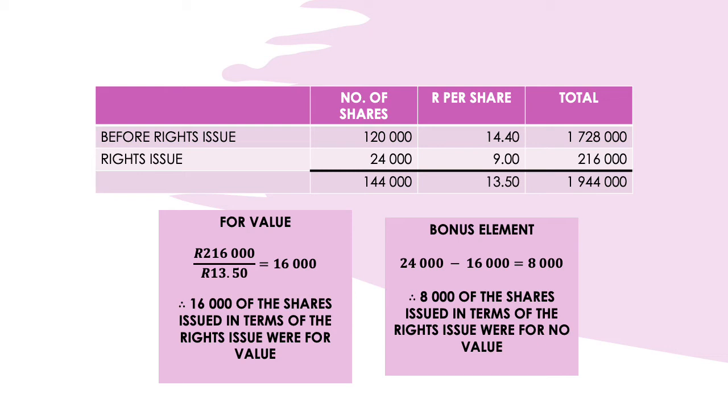We know that in order to calculate the for value portion, we have to take the proceeds from the exercising of the rights of 216,000 Rand, and we have to divide it by our ex-rights value. Based on the table, our ex-rights value is 13 Rand and 15 cents. That then means that 16,000 shares of the 24,000 shares actually issued in terms of the rights issue were for value. If we then compare the 24,000 shares actually issued to the 16,000 for value, we then get 8,000 shares that form part of the bonus element. Because these 8,000 shares form part of the bonus element, they were deemed to be issued for no value, and we therefore have to restate the prior year's EPS for these bonus shares.